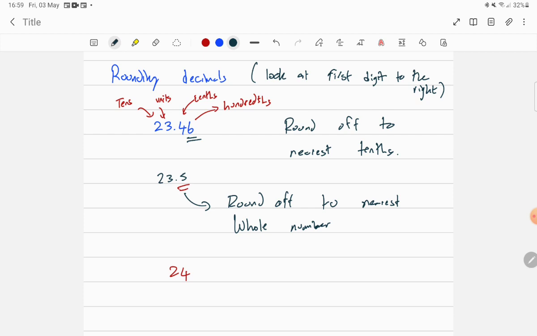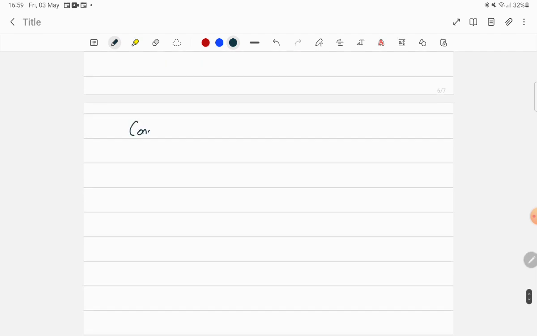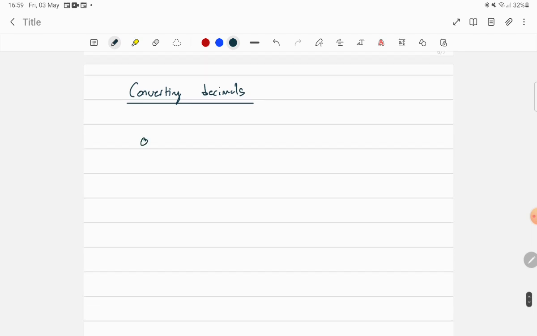Right, perfect. And then another thing, you would also need to know how to convert decimals. So if you have a look at converting decimals, say you have 0.62, then you would need to know that this is equal to 6 over 10 plus 2 over 100. So now you're looking at the tenths and where each digit actually represents.